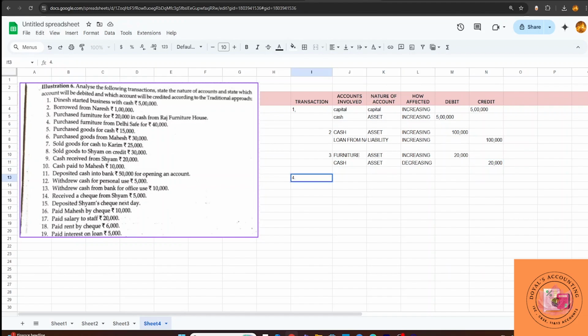Fourth, purchased furniture from Delhi Safe for 40,000. So same like above. We have furniture, we have.